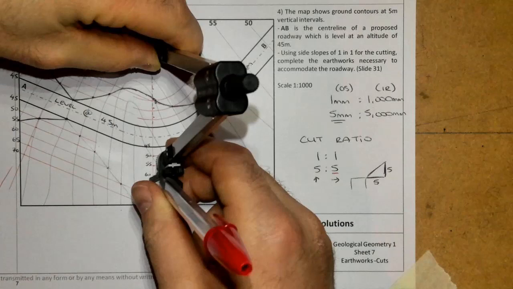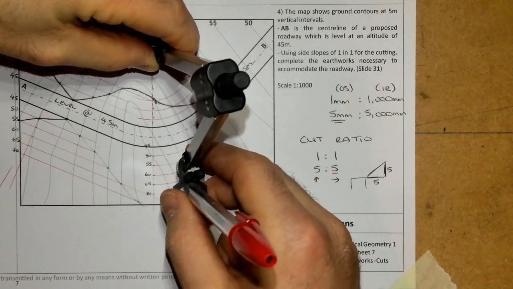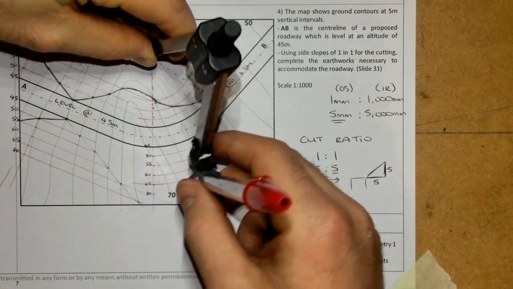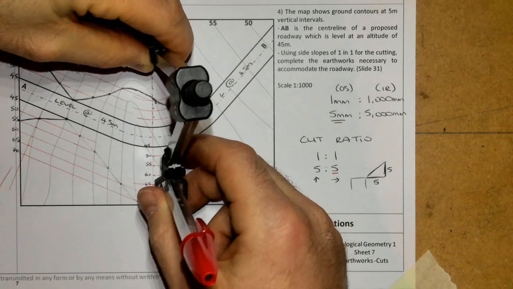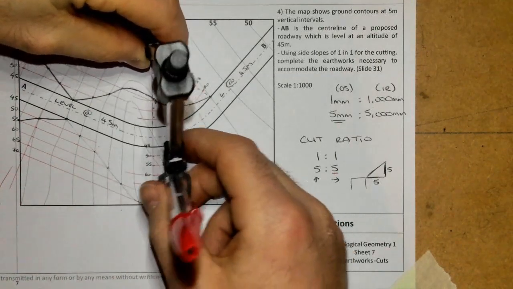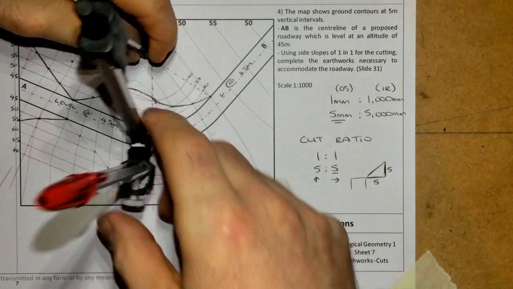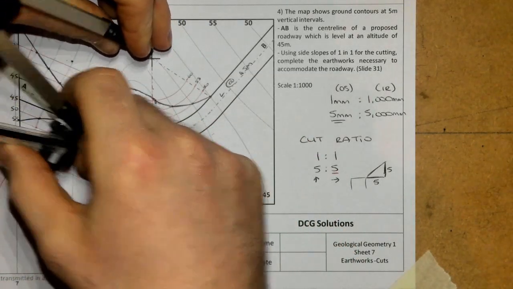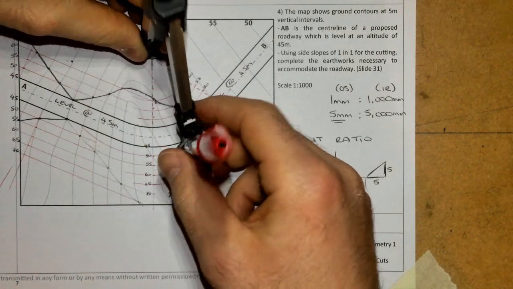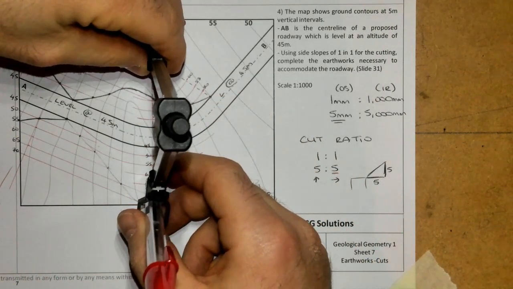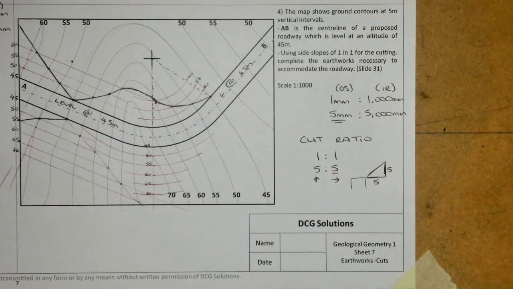Then the 60, 65. I should do it both ways. Apologies. I should have done the same with the 60 and the 55. That's silly of me. And then finally the 50. I don't know, there's a 50 over there somewhere maybe. And finally 70. Okay, so let's plot those points.